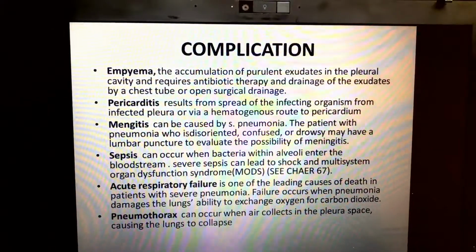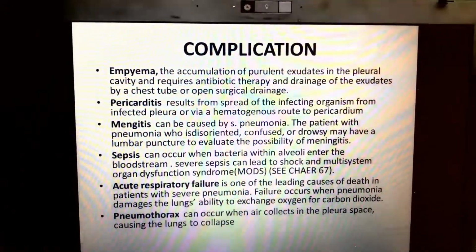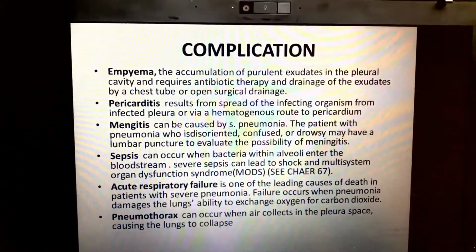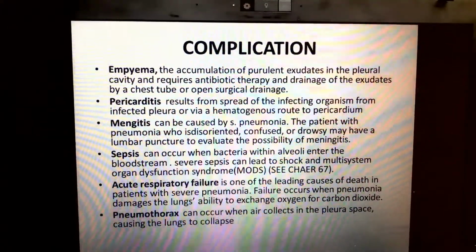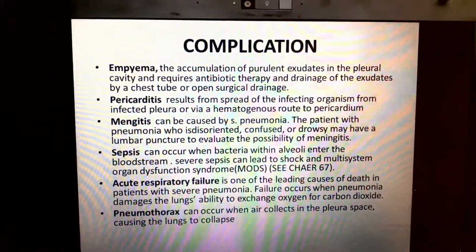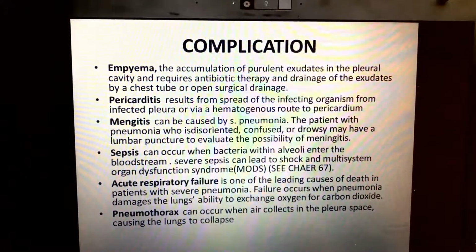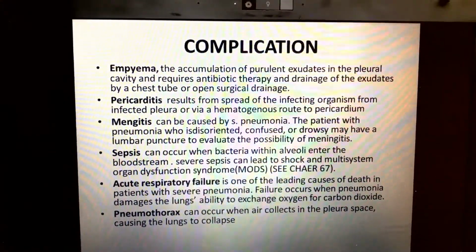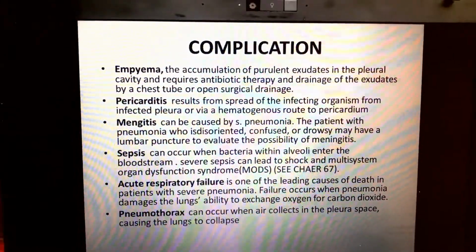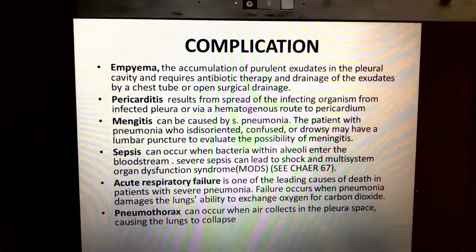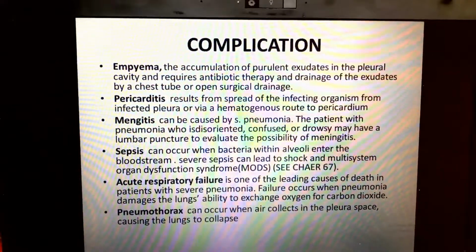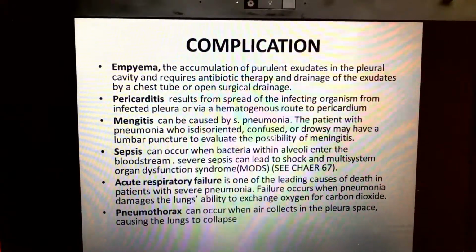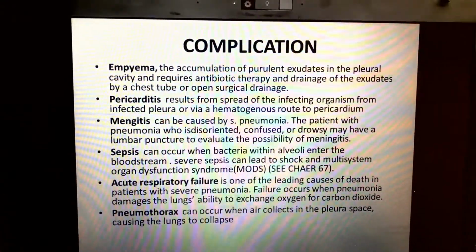Acute respiratory failure is one of the leading causes of death in patients with severe pneumonia. Failure occurs when pneumonia damages the lungs' ability to exchange oxygen and carbon dioxide. This is acute respiratory failure. Pneumothorax can occur when air collects in the pleural space, causing the lung to collapse. Pneumothorax.